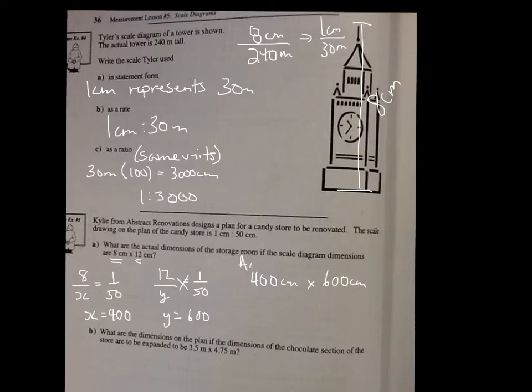Sorry, this is the actual dimensions. So the scale diagram was 8 by 12 centimeters, and the actual dimensions are 400 by 600. So if we convert this to meters, that's 4 meters by 6 meters. Okay.